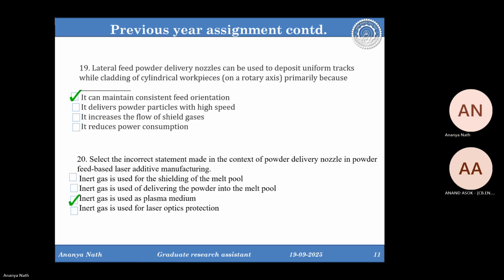Inert gas is used as a plasma medium. In the context of powder delivery nozzle, inert gas is used as a shielding of the melt pool. Inert gas is used for delivering the powder. Inert gas is used for laser optic protection. But used as a plasma medium is not true for the powder delivery nozzle in powder fed additive manufacturing, right? So that's why in this context, this option is wrong. That plasma medium and inert gas concept.